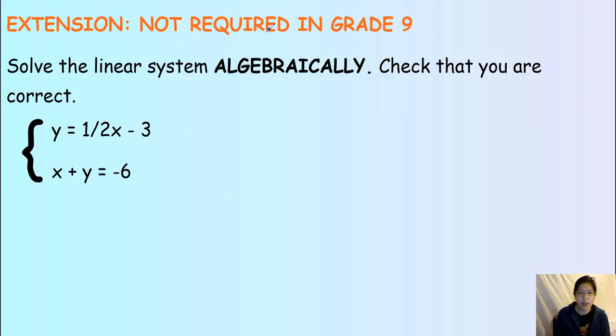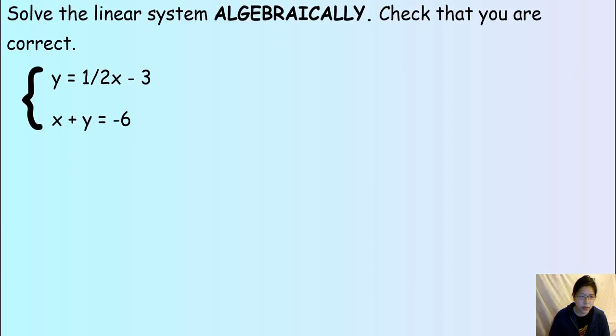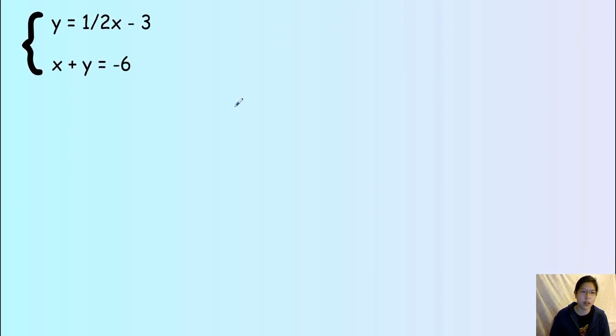The extension of this is not required in grade 9. It's instead of graphically doing it, you're algebraically doing it. I'm just going to go through this with you anyways because it's good to know. You're going to need to know it in grade 10. So it's very similar to what you did for the check. You're going to make both sides equal each other. Both are going to be in slope y-intercept form.